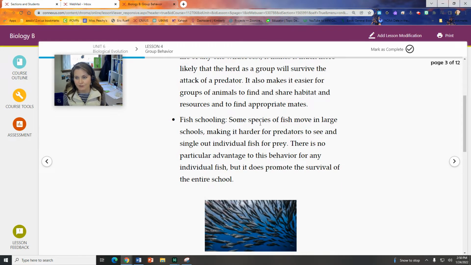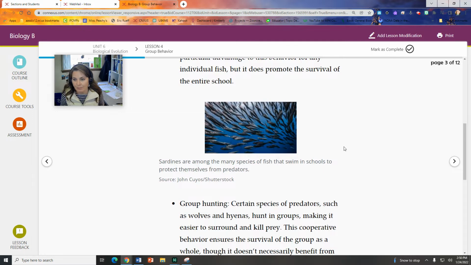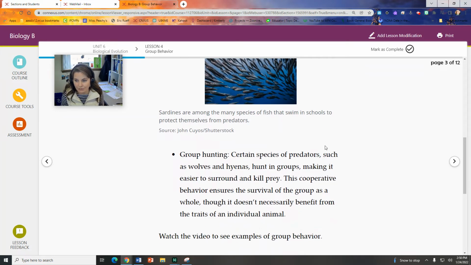Another example is fish schooling. When fish move together in schools, they tend to be more difficult to catch. They are going to kind of dazzle their predator, right, with their movement. And so the predator has a harder time catching an individual fish when it's part of a school than it does when it's all by itself. So again, that makes them more likely to survive.